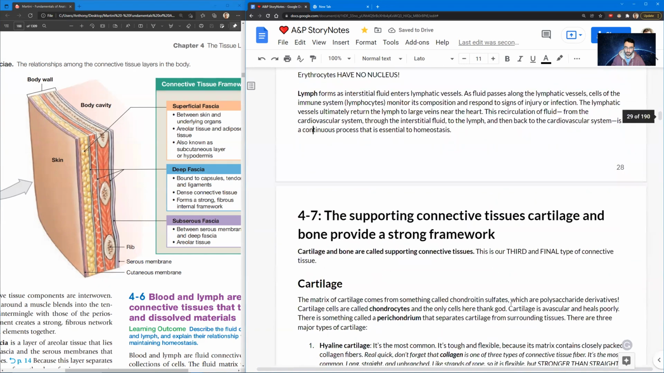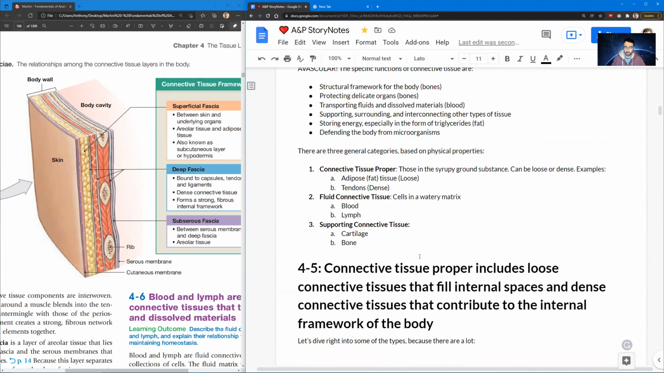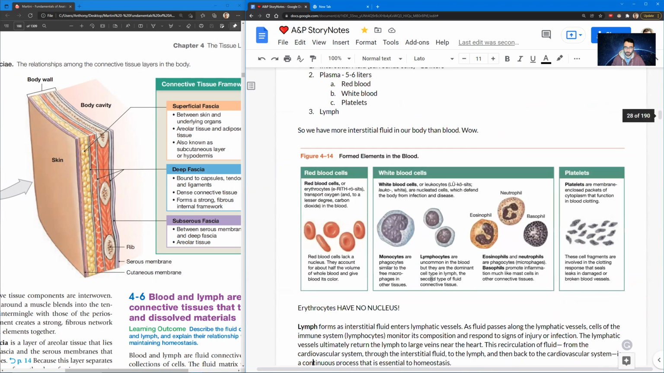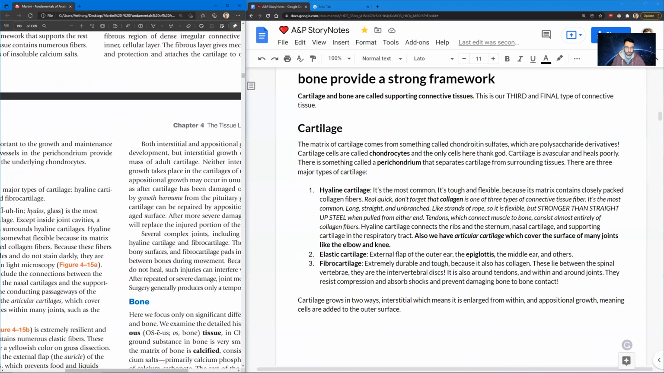Very cool. So now we're going to talk about the last type of connective tissue, which is supporting connective tissue, which is cartilage and bone. The matrix of cartilage comes from something called chondroitin sulfates, which are polysaccharides, so sugar derivatives. Cartilage cells are called chondrocytes, and so chondra and cartilage is important. And the only type of cells here, thank God, cartilage is avascular and heals poorly. And there's something called a perichondrium that separates cartilage from surrounding tissues.